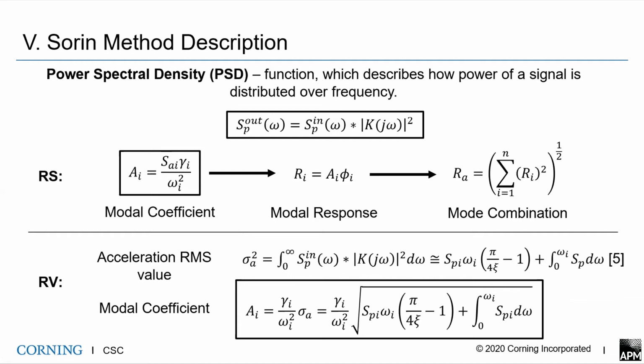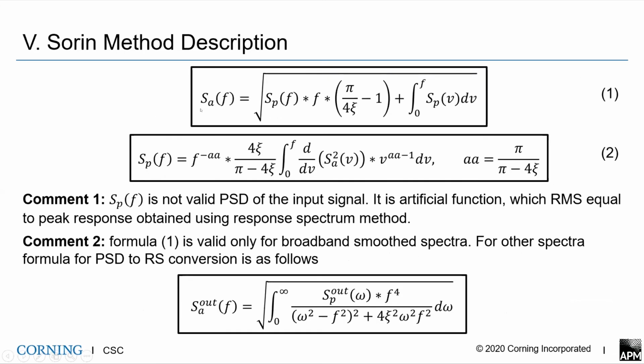and to obtain response spectra, PSD to response spectrum conversion formula, we can just equate these two expressions, and after that, we can obtain this formula. Also, as you can see, it is an integral equation, so we can solve it regarding variable SP. And after that, we can obtain inverse formula for conversion response spectra to power spectral density.